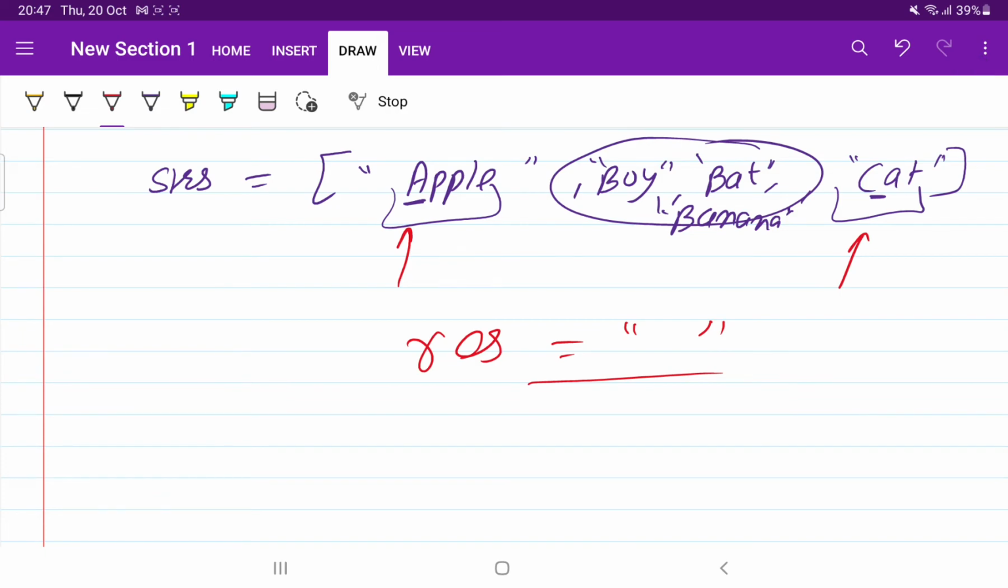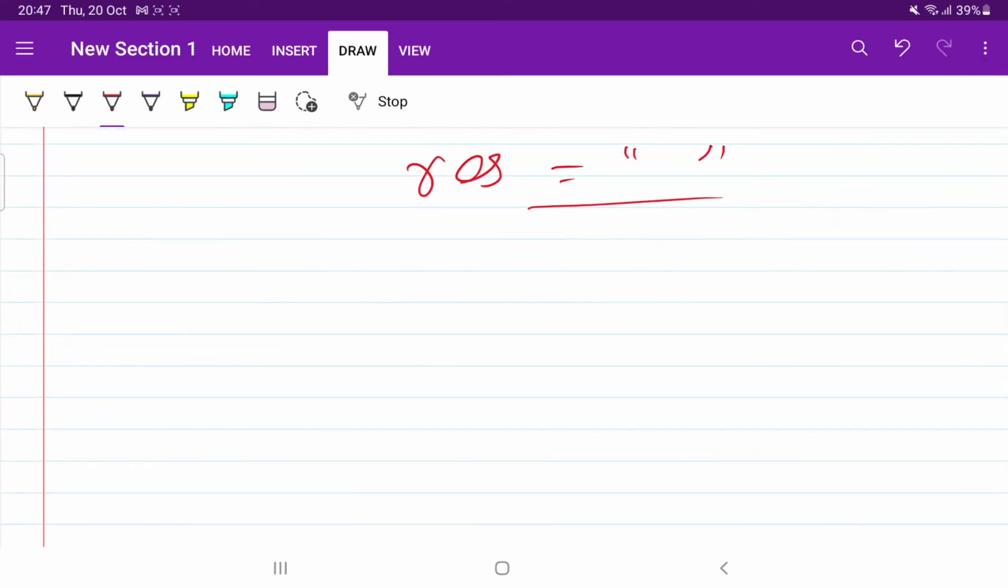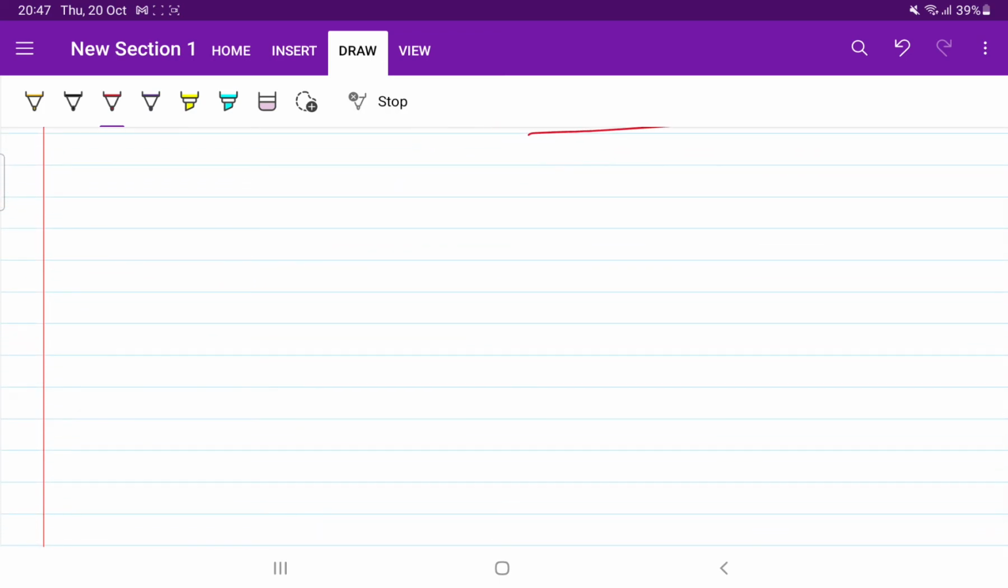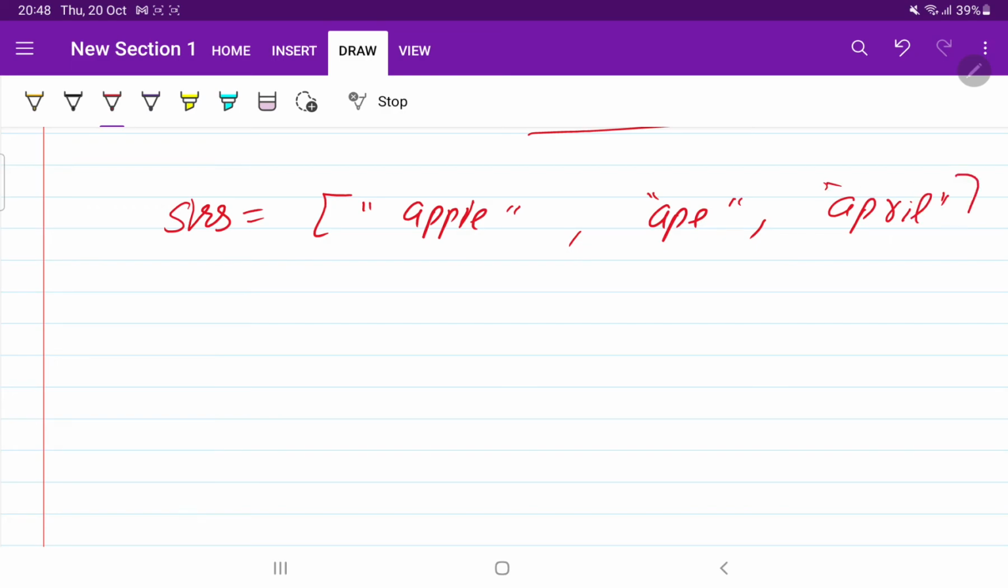Now let us take some other example that will help you to find out the situation. I will try to give you some examples which will be helpful to you. So the examples will be like this: apple, ape and april. Let's say strs will contain apple, ape and april. Now if you sort the elements, how will it be sorted?